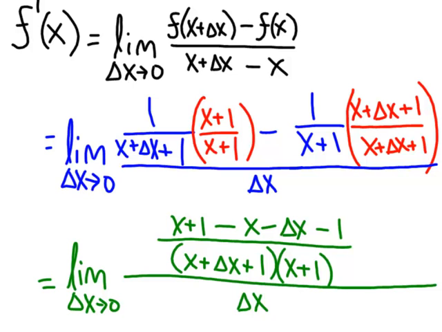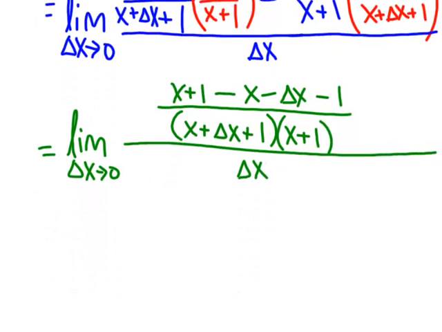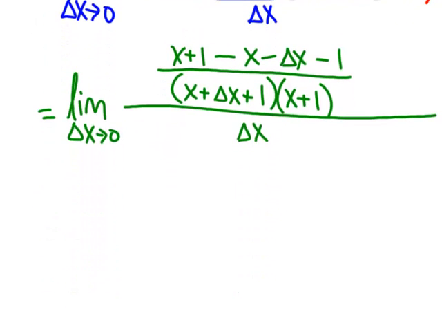All right, and let's scroll down a little bit here. And here's where things start to clean up. An x here minus x, they cancel each other out. A plus 1 minus 1, the clouds are parting here. All I'm left with up top is a negative delta x. And so we get a good feeling that we're probably on the right track.